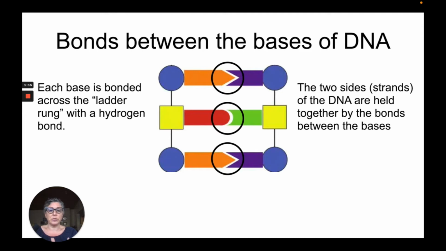This hydrogen bond, this bond between the bases. A base is attached to the side of the ladder, either to the phosphate group or to the deoxyribose sugar. You don't really need to worry about that, but clearly the bases are attached to the sides of the ladder, but they're also attached across the rungs themselves by this hydrogen bond. And so the two sides of the DNA ladder, that is the phosphate and the deoxyribose sugar, are held together in this ladder formation by the bonds between the bases, this hydrogen bond.